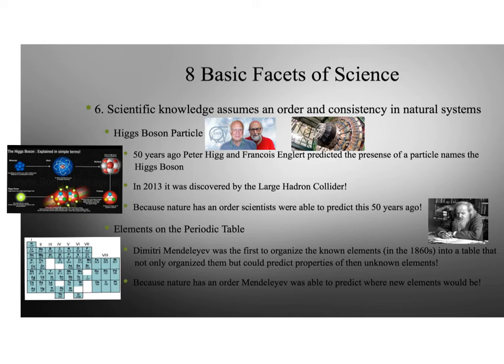And scientists have taken advantage of that assumption throughout the years. So two fairly recent scientists, Peter Higgs and François Englert, these two guys right here, used the assumption of order and consistency in natural systems to predict the presence of a subatomic particle 50 years ago.